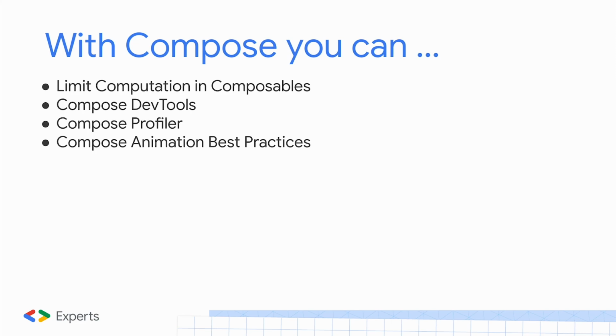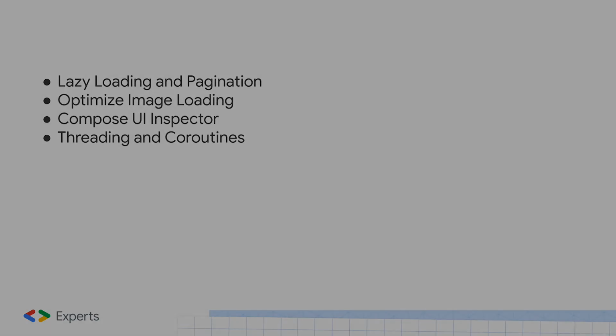Because for instance, if someone is downloading your app and the loading animation is taking forever, that is not fair. I would think that's not fair for me, even though I know I'm not the developer. I'm the user, but I would assume that's not fair. So also ensuring we utilize things like lazy loading and pagination, optimize image loading, and then you can use the Compose UI inspector for this, and also look into what threading and coroutines are.